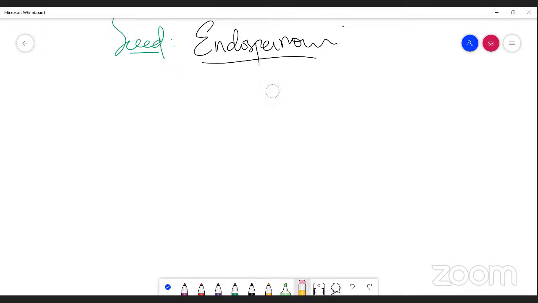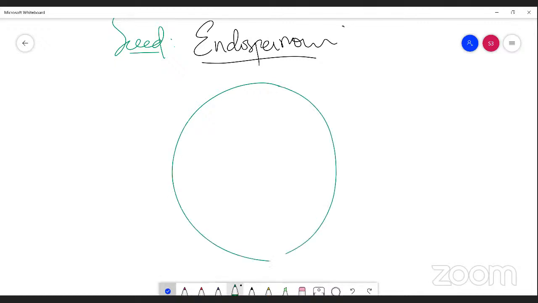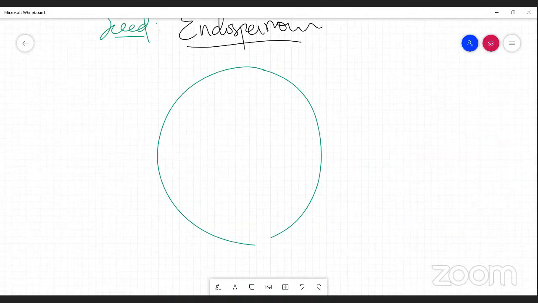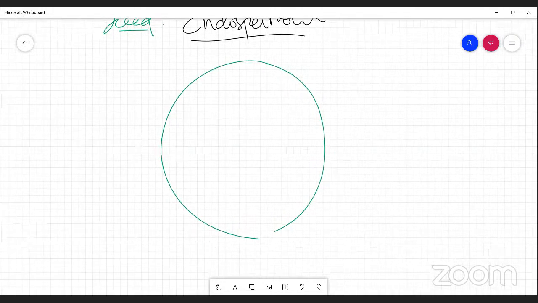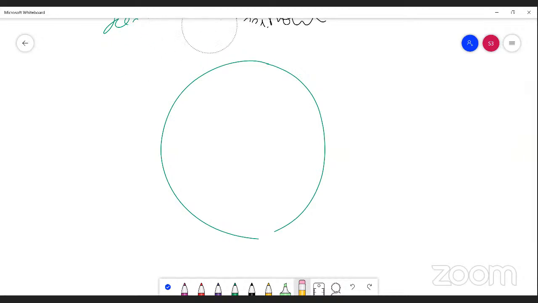Just make a circle. Yes, students, I'm talking about the floral diagram. Just make a circle. A circle is made. Dear students, in order to draw the floral diagram, what is the first step? Make a circle. Then divide the circle into 5 equal arcs.